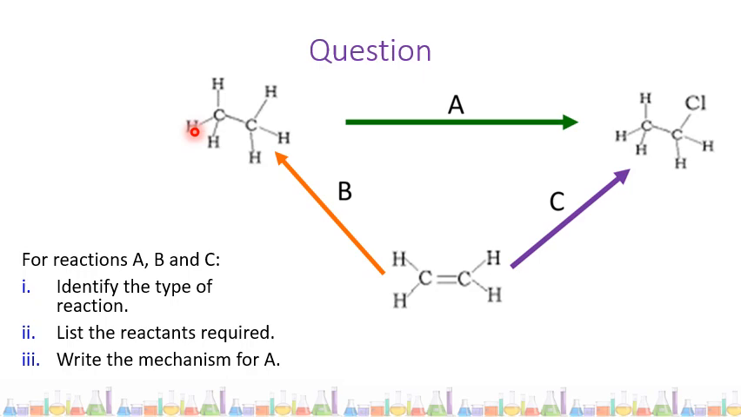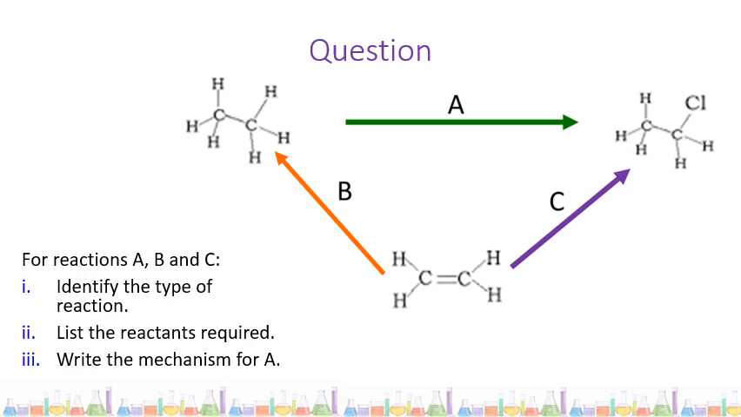For reaction B, we are going from ethene to ethane. So this is an addition reaction, and the reactants you're going to require here are your ethene and H2, hydrogen gas, and that's going to be added across the double bond. Finally, reaction C is ethene to chloroethane. So reaction C is also an addition reaction, and you're adding HCl across that double bond. So your reactants required there are going to be the ethene that we see here, and HCl, hydrogen chloride.